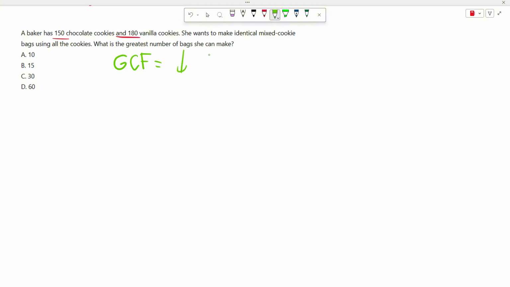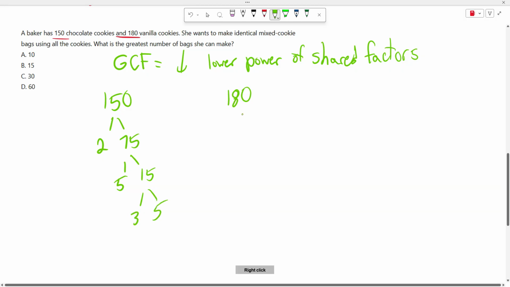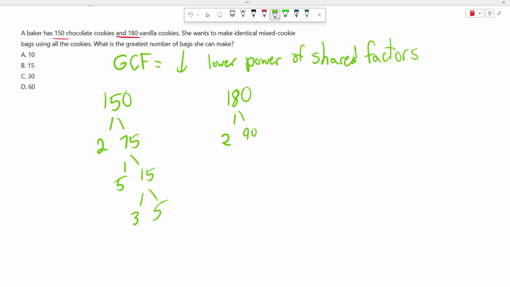The greatest common factor is the lowest power of shared factors. Lowest power of shared factors. Now, we have 150, we have 180. We have to do the exact same thing. We have to break them down. 2 and 75. It should be 5 and 15. It should be 3 and 5. And then 180 here should give me 2 and 90, 2 and 45, 5 and 9, 3 and 3.